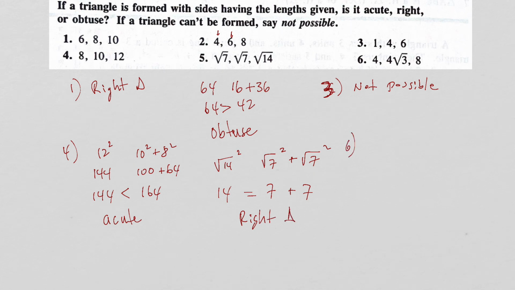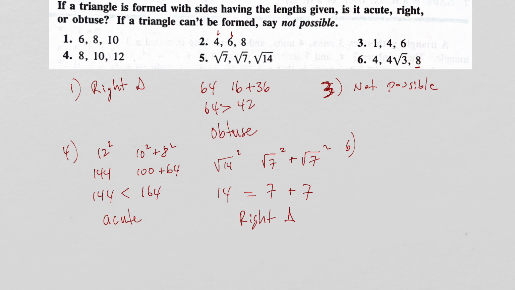Okay, for number 6. First of all, this has got to be the longest side. And I know that because 4 times 2 is 8. Root 3 is less than 2 because root 4 is 2. So this is less than 8. This is obviously less than 8. So this is the longest side. And I know this is a possible triangle because if you add 4 and something more than 4, you're going to get to something more than 8. So I know this is a possible triangle and that this is our C.